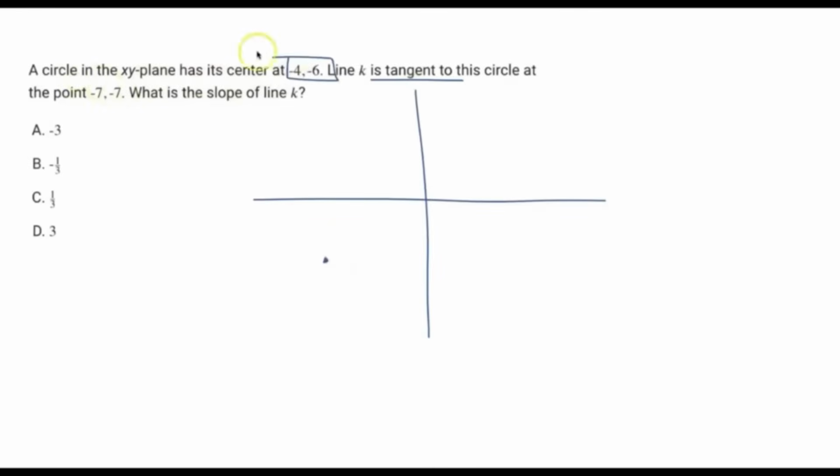And we don't actually know the radius of the circle. We probably could calculate it using these points and finding the distance and stuff, but that's not really relevant for our problem, and you'll see why.